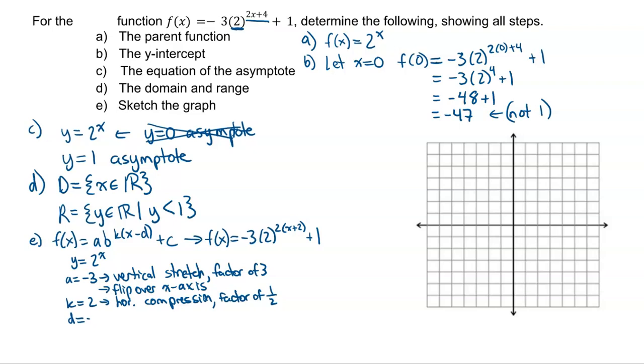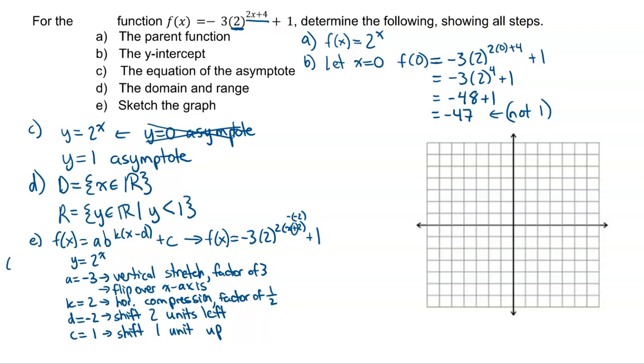The d value is going to be negative 2 here because it's x plus 2. If the general form is x minus d, it's x minus negative 2. That makes it plus, which means it's going to shift it 2 units left. And then the c value is 1, which means it shifts 1 unit up, as we've already discussed with the asymptote.